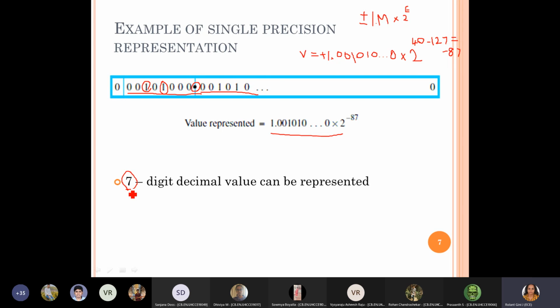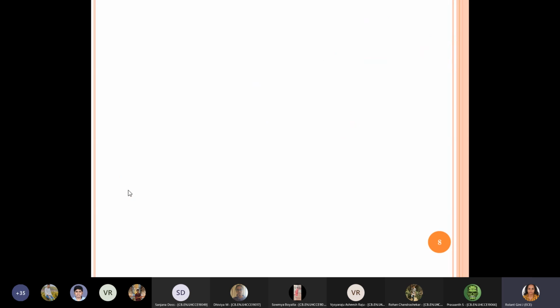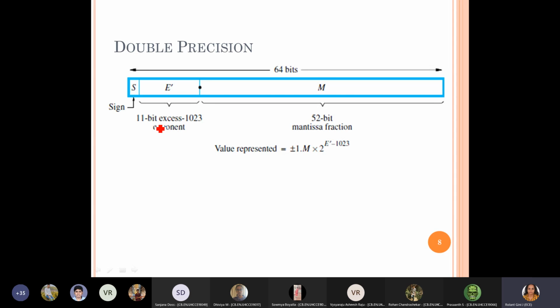For some cases, you may require more decimal digits, right? In that case, with a 32-bit number, you cannot achieve it. So what we do is we go with the double precision format, where instead of a 32-bit representation, we go with a 64-bit representation, right? And this is how we use the entire 64 bits.